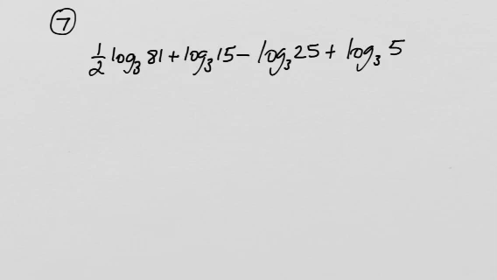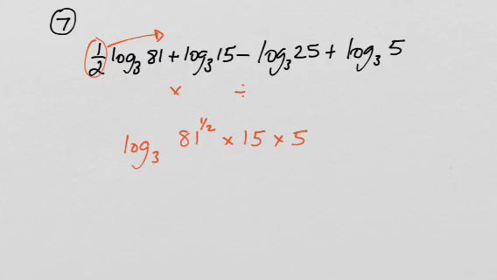Question 7, one of these log expressions to simplify. So remember the coefficient at front becomes a power. All the adds become times and the takeaways become divides. So to simplify it, you get log to the base 3 of 81 to the power of half times 15 times 5, right, because there's an add sign there, and then it's all divided by 25. Now you should be able to simplify that to get a nice wee simple answer.